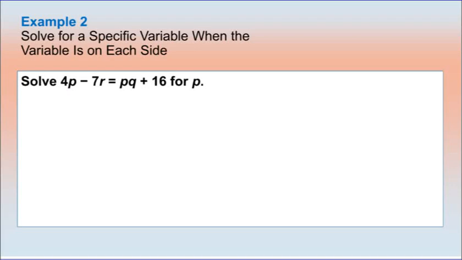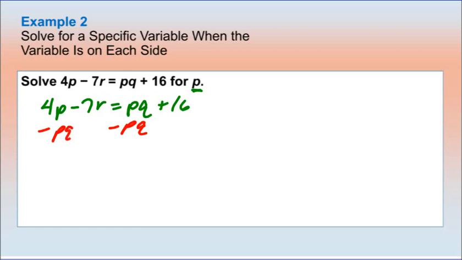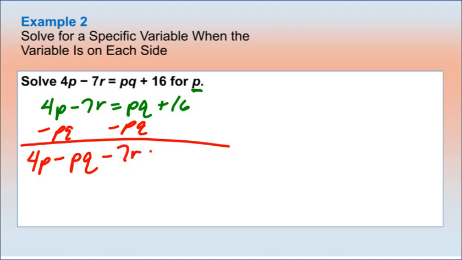Next, solve for p. Now you have more than one variable involved as well, and you have variables on both sides. So here we need to solve for p. I'm going to rewrite this: 4p minus 7r equaling pq plus 16. Anything with a p needs to be on one side, so I'm going to subtract pq, and now I'm left with 4p minus pq minus 7r equaling 16.